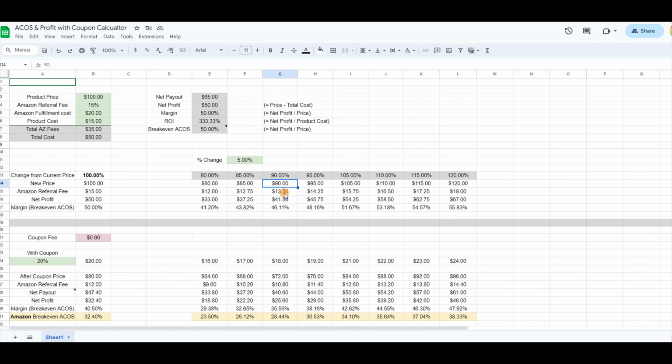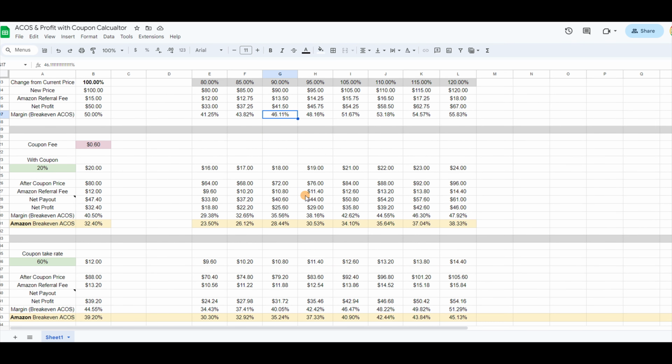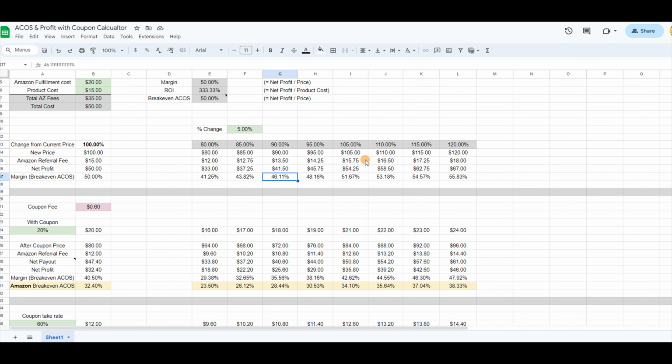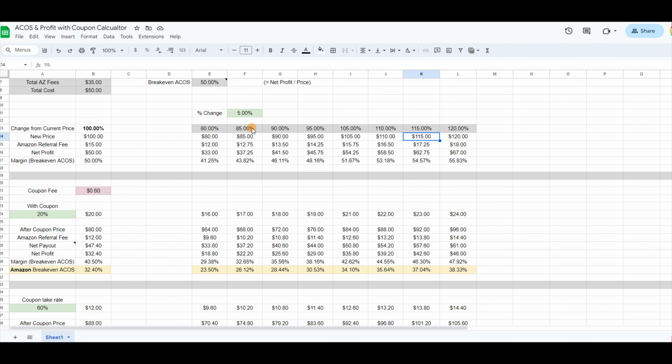So originally, without any coupons, your referral fee would go down a bit, your net profit would go down a bit, and your break-even ACOS would go down a bit, and this shows you the exact numbers, and then it shows you the exact numbers with coupons and with the take rate. And the same thing for higher prices. If you raise the price by 5% or 10% or 15%, what these numbers would look like.